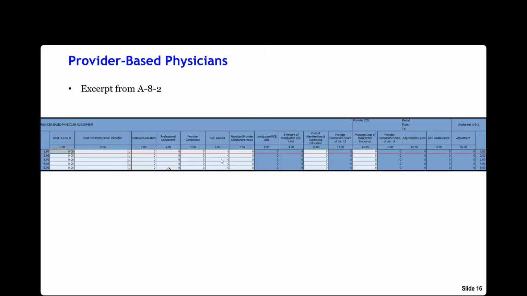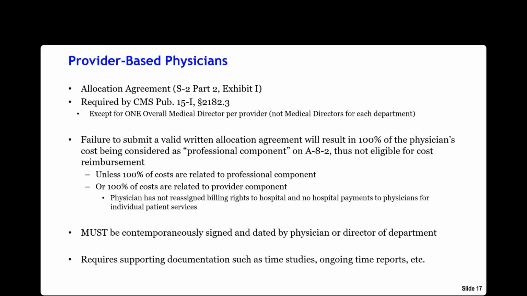Now, the way we see that split between professional and provider component is first through the allocation agreement, which is worksheet S-2 part... to be professional component. Now, there is one exception, and CMS has clarified this in the past. There's an exception in the policy manual about if you're a medical director, the medical director doesn't need to file that allocation agreement. But CMS has clarified this exception to be one medical director per provider. It's the overall medical director and not individual medical directors for each department.